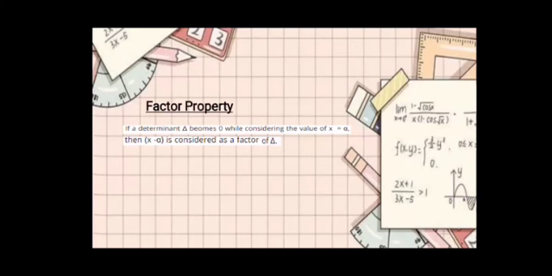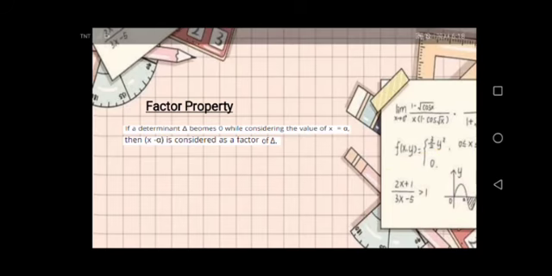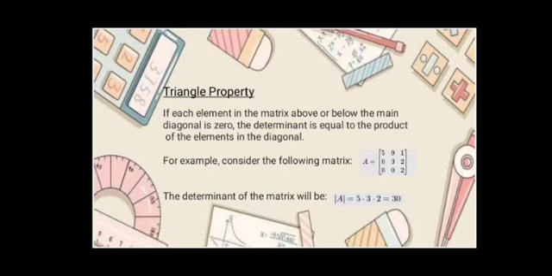The next property of the determinant is the factor property. If a determinant delta becomes 0 when considering the value of x equals a, then x minus a is considered a factor of delta. The next property is the triangle property. If each element in the matrix above or below the main diagonal is 0, the determinant is equal to the product of the elements in the diagonal.